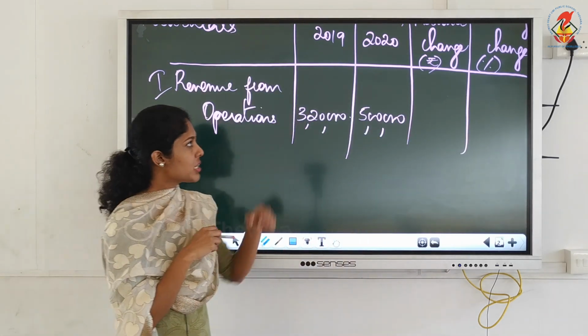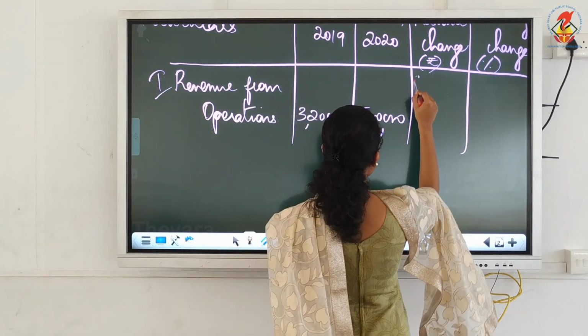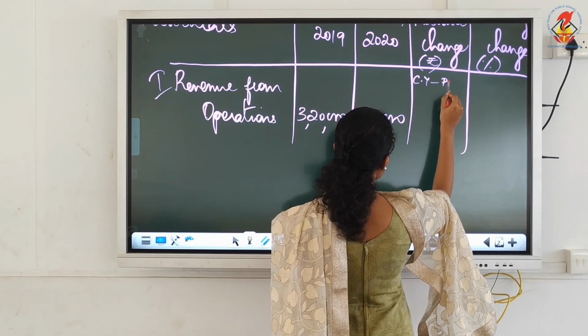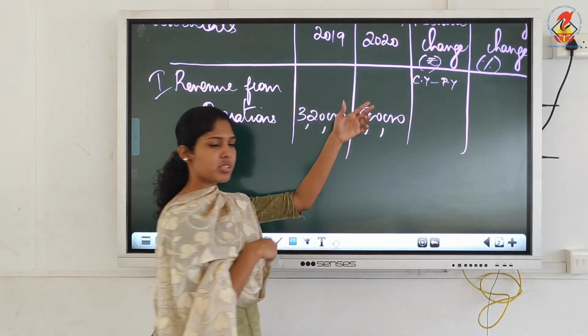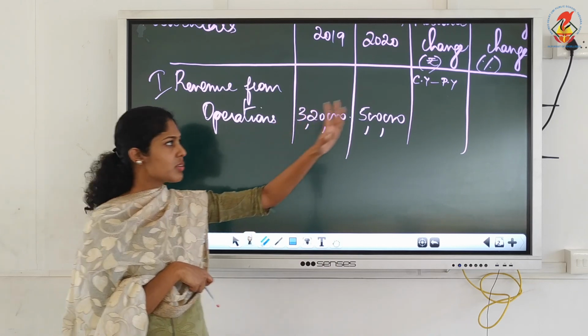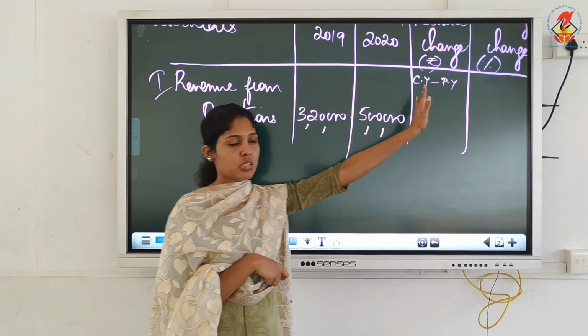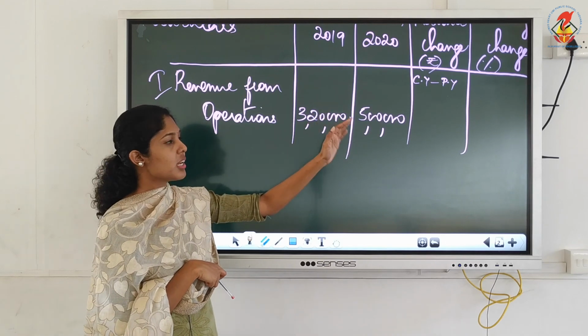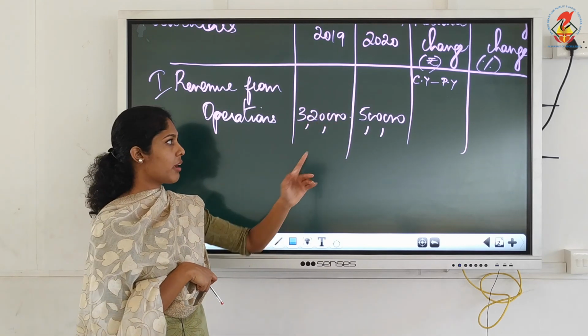Now percentage change means current year minus previous year. This is for you to understand. So for the first question you write like that: current year minus previous year. For exam also, if you want, you write this, so you will not make mistakes. Current year minus previous year, that also do very carefully.